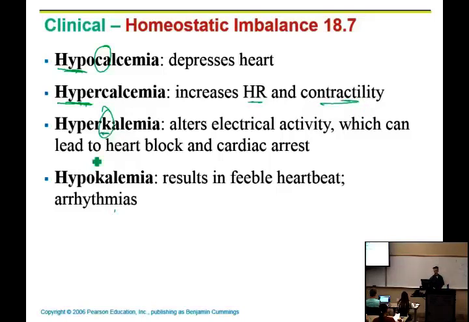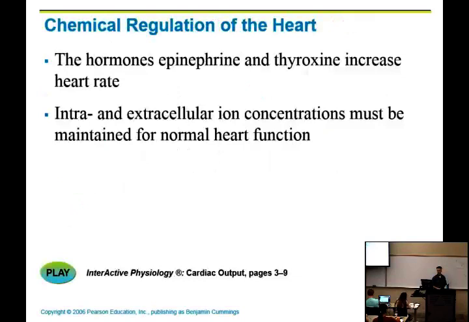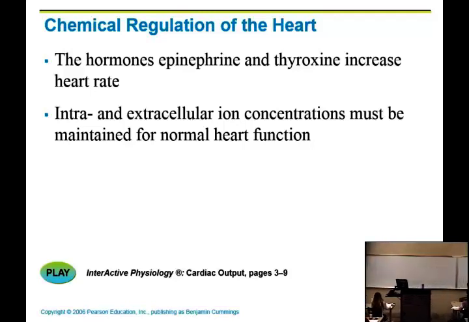Potassium is the opposite, right? If we look at hyperkalemia, too much potassium, then basically we're leading to heart block. And if you have hypokalemia, then you have different types of arrhythmias, etc. You don't have enough potassium to generate a full, strong heartbeat itself. Okay? So different types of chemicals will certainly affect the heart. Ion levels that we have to maintain homeostatically, and even hormone levels as well.